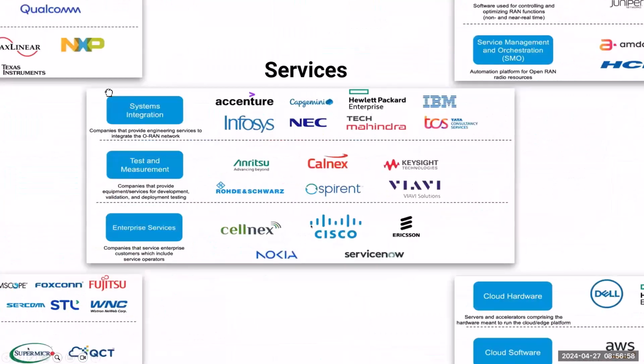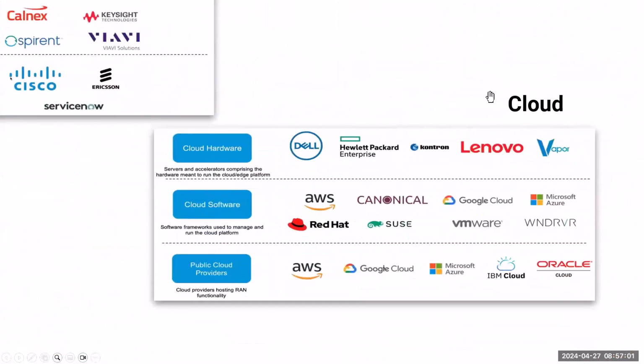Now for the services, before the services, we have the cloud. I believe a lot of participants here are very familiar with the brands in terms of the cloud. You will see that there are a lot of familiar companies already in the cloud domain. That includes Dell in the cloud hardware, Hewlett Packard, Lenovo, and Vapor. For the cloud software, AWS is there, Canonical, Google Cloud, Microsoft Azure, Red Hat, VMware, and for the public cloud providers, these are the famous or familiar brands that you will see.